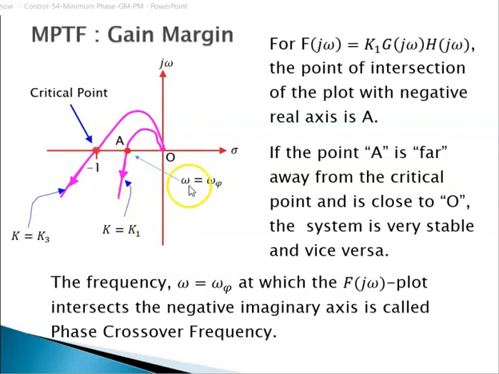The frequency at which the graph crosses the negative real axis is called phase crossover frequency. See what is happening at phase crossover frequency. The angle of the line going from O towards A is minus 180 degrees. That's why we are interested in the point of intersection with minus 180 in the Bode plot. The line going from O to A is minus 180.